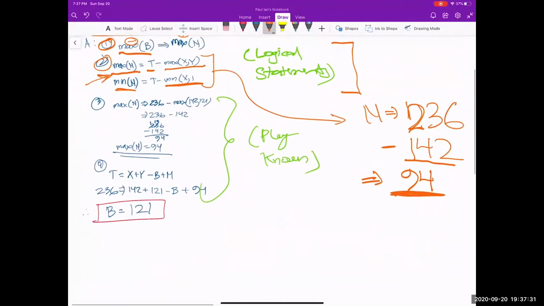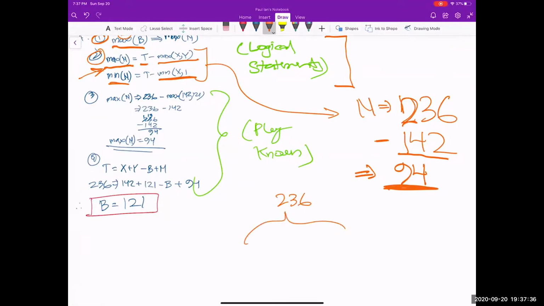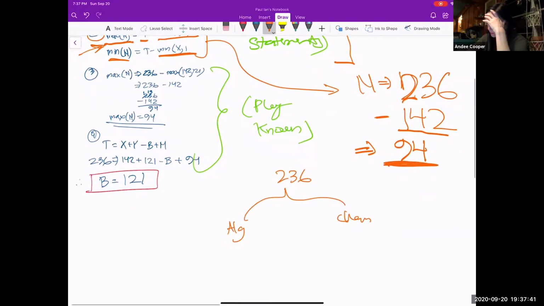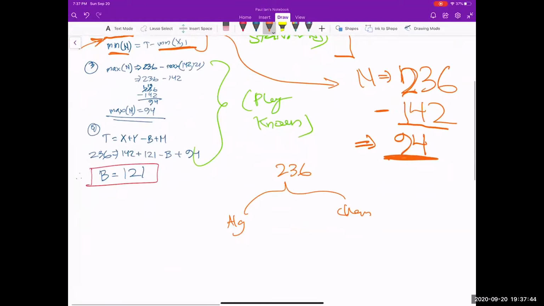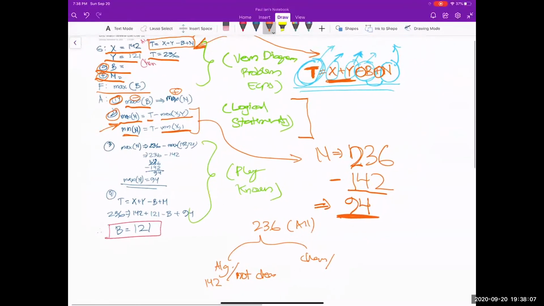Okay, so you know there's 236 people, right? Let's just forget about what it tells you, but it tells you there's algebra here and then chemistry. And this is like the universe here. 236 is all, and then we're categorizing it as algebra and chemistry, and then we're saying there's 142 people doing algebra, right? But not what? Not chemistry. If you're doing algebra, you're not doing chemistry. But that's not what it says. No, that's what I'm saying. It doesn't give that to you.